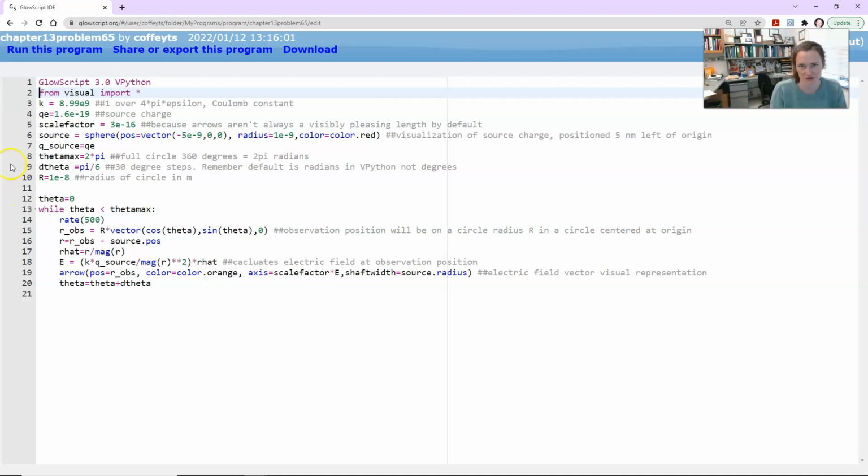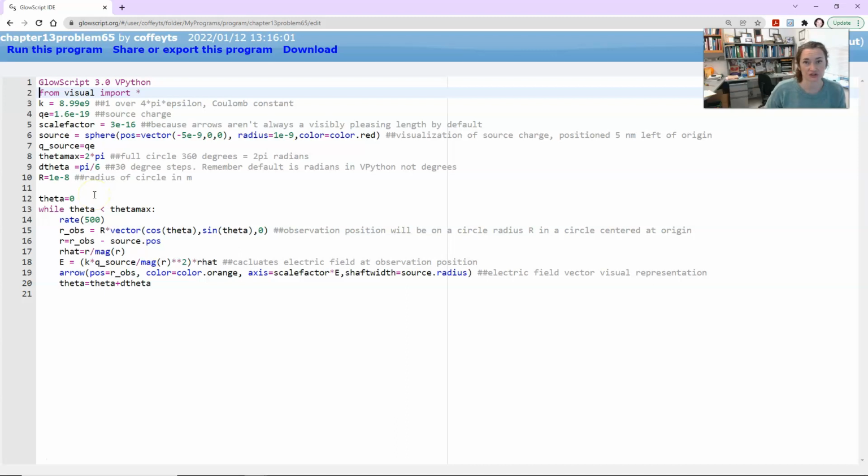Okay, you have to tell it to go in degrees or whatever. But here I just stuck to radians. Now, I wanted to dictate what the size of my circle is. So I wanted to look at a radius of about 10 nanometers. So I said that my big R, which is the radius of my circle, is 1 times 10 to the minus 8.